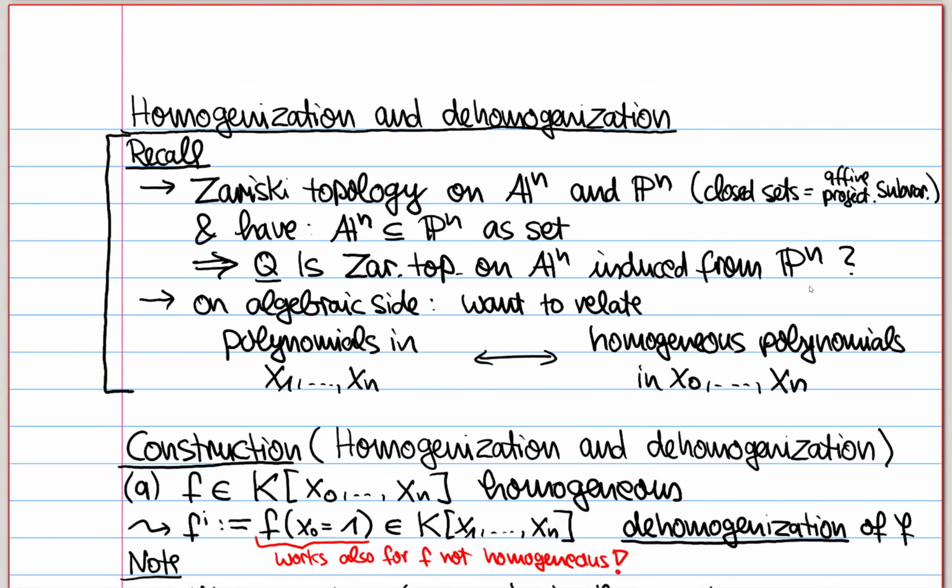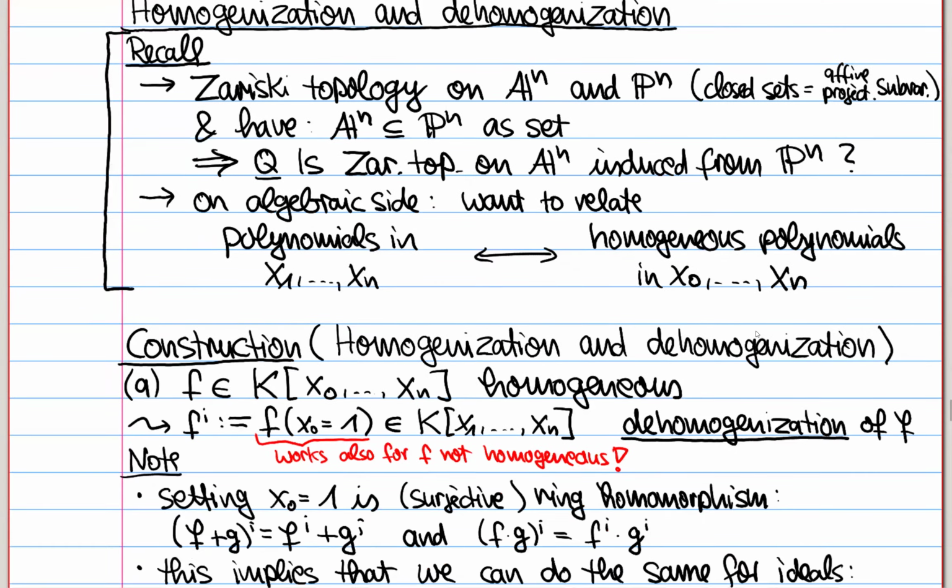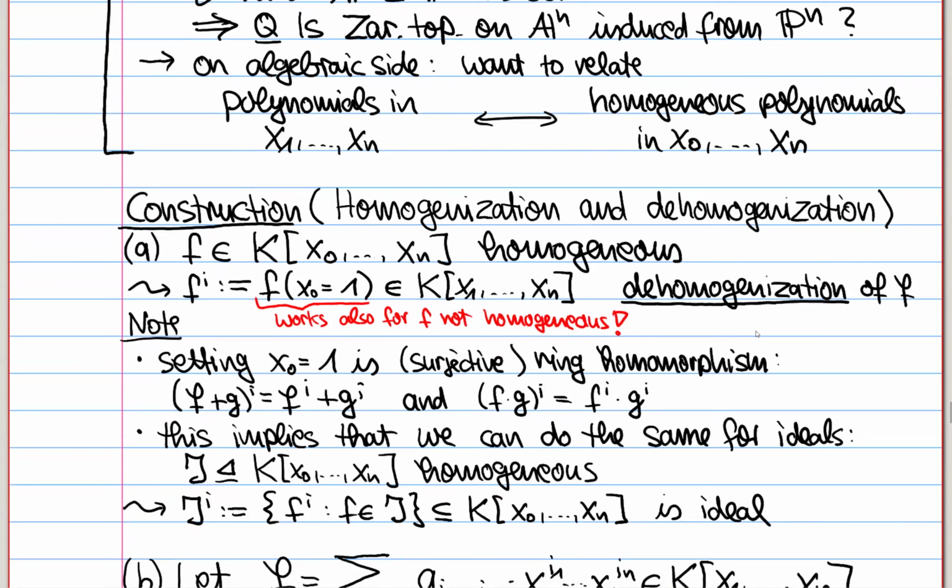And if you try to answer this question, you immediately start asking, well, can we relate polynomials on A^n, so polynomials in these n variables here, with homogeneous polynomials on P^n? And that's exactly what this video is about, this construction of homogenization and dehomogenization. So one direction is a bit easier.